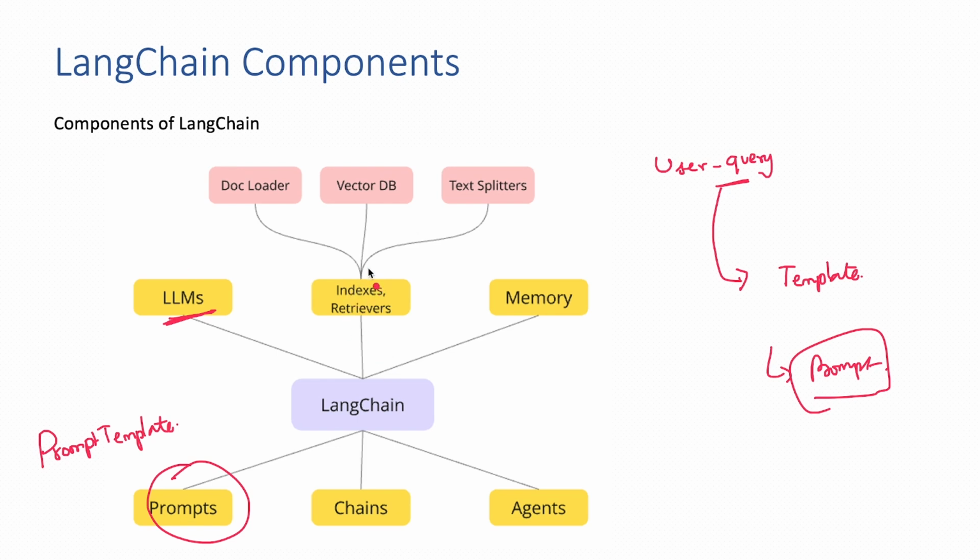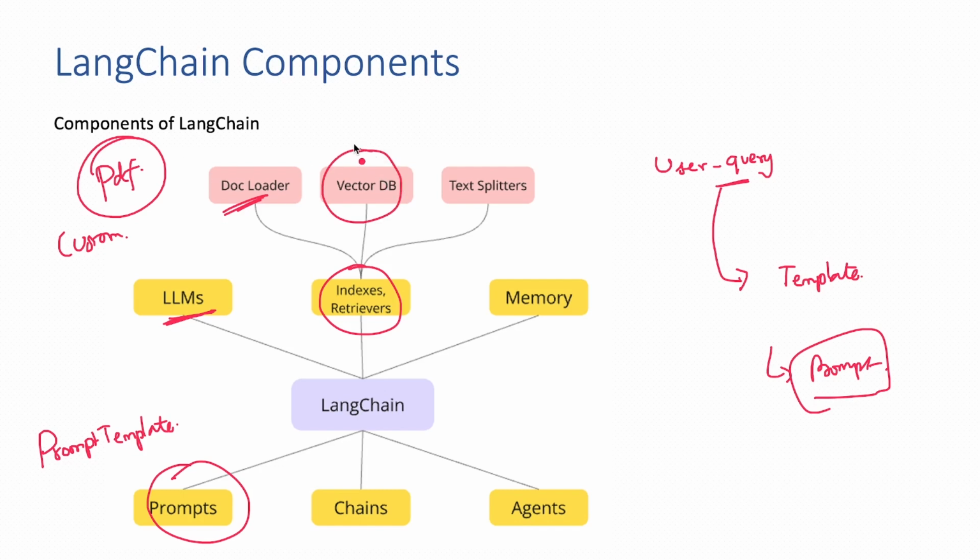So we also have indexers and retrievers, like we have the document loader, especially when you want to read all of your PDFs, your custom datasets, right? So you might have your documentation specific to your organization stored in the form of PDFs. So the doc loader is one of the utilities that's going to help you read all of this unstructured data into a proper format. We also have VectorDB, where you basically store the data in the form of embeddings.